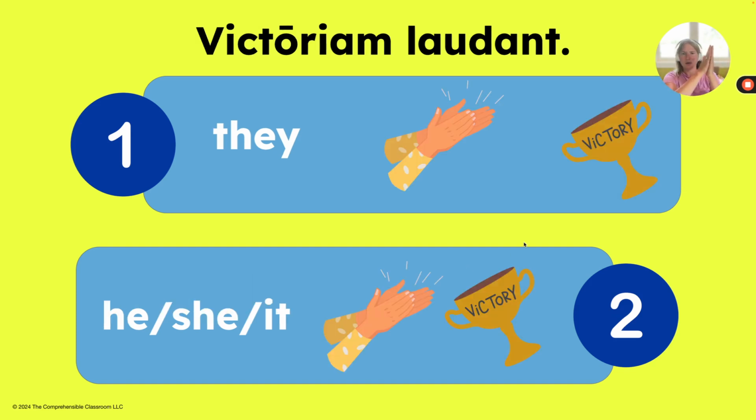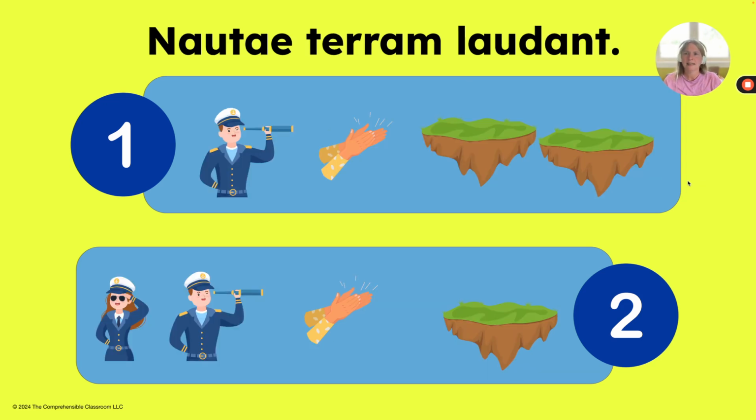Victoriam laudant. Error. It's not the subject. Is it going to be they or he, she, or it? With an NT on the end, NT means they. They praise the victory.